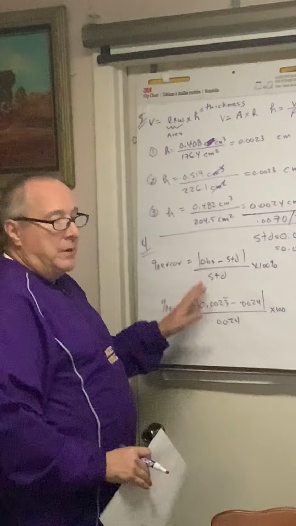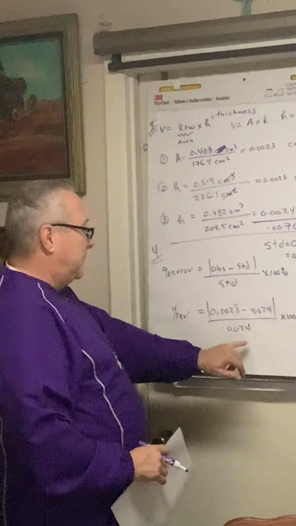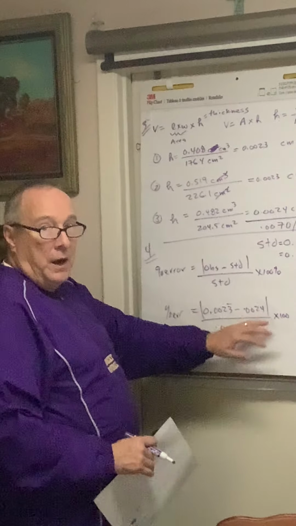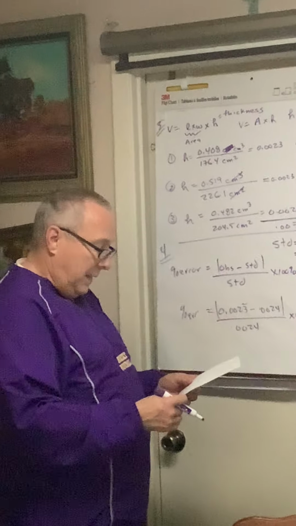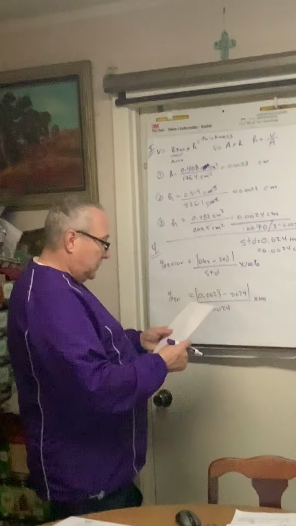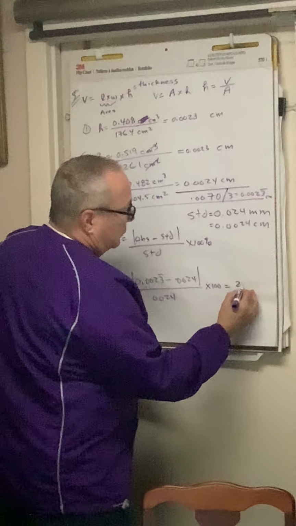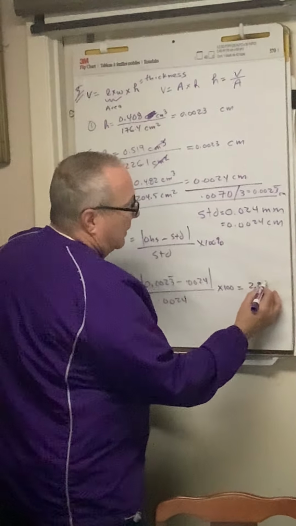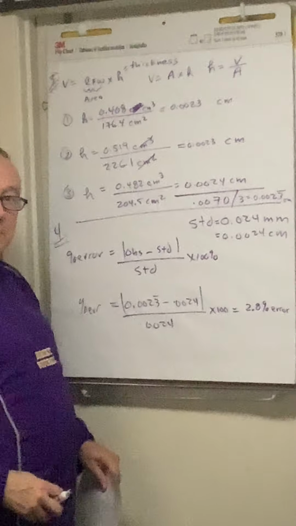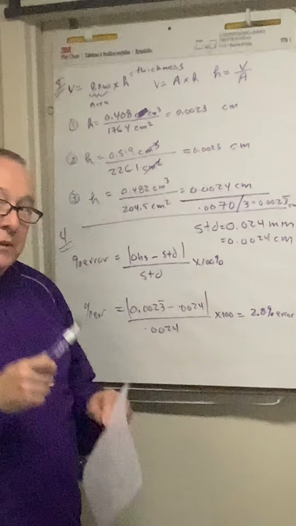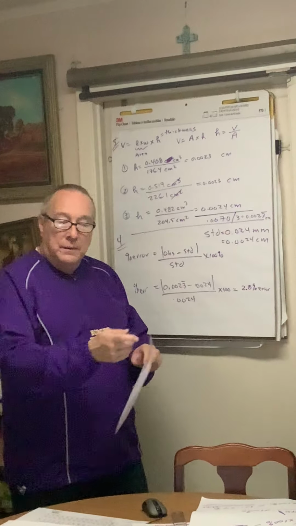As I said last time, I'm not putting the units down because they always cancel. Centimeters minus centimeters is centimeters in the top, centimeters in the bottom. Those numerator and denominator cancel. And if you work this out, you get about a 2.7, 2.8% error, plus or minus 3%.